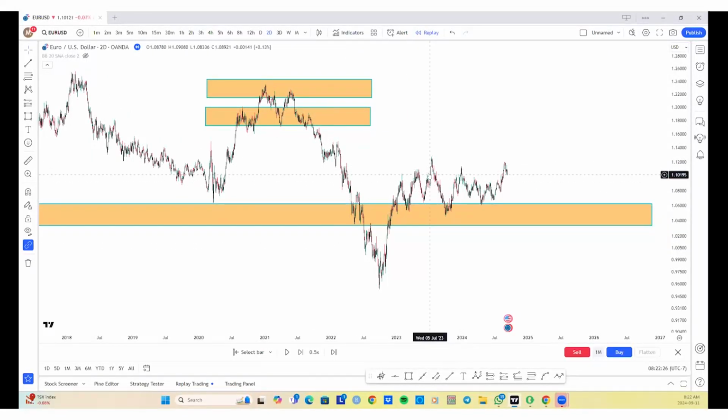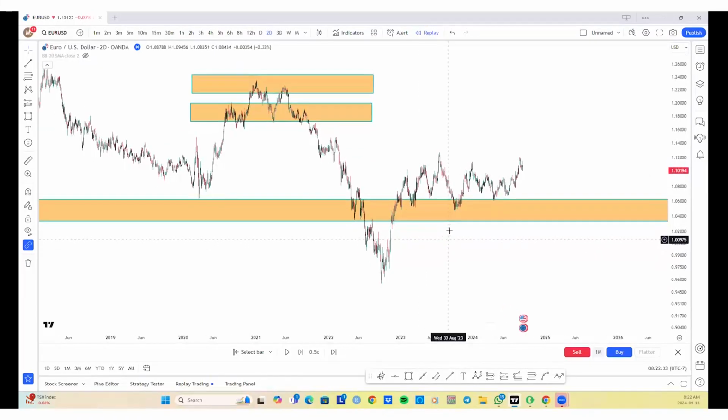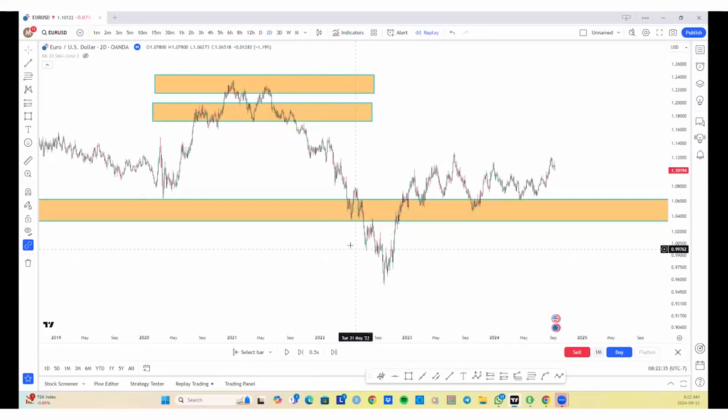Again, I'm just going to emphasize these are areas. Do not identify support and resistance as a line. You're going to come up with lots of losing trades if you are doing that.